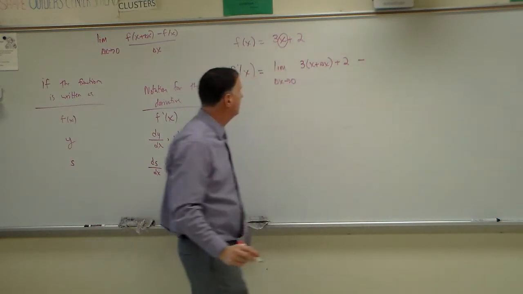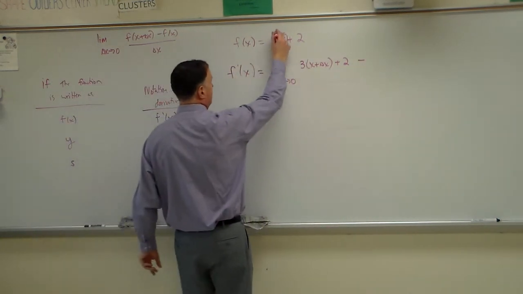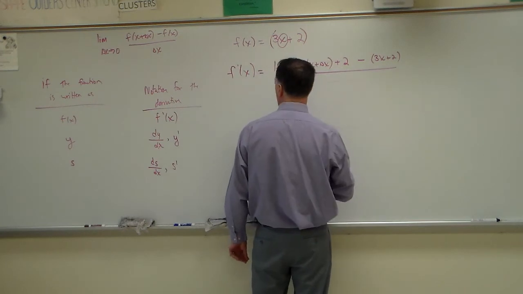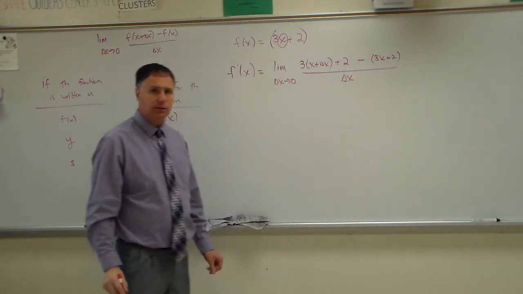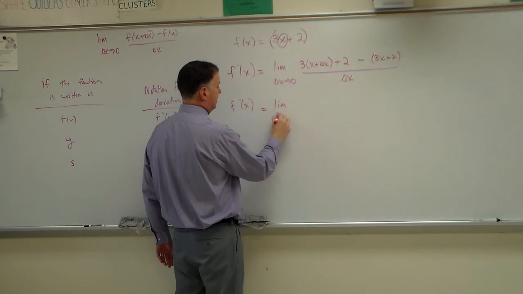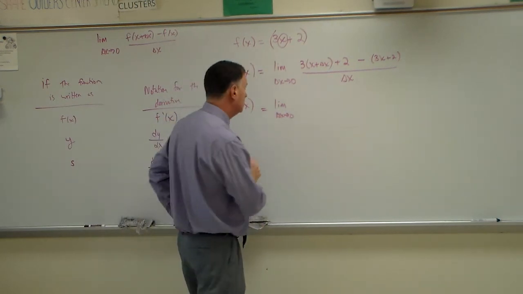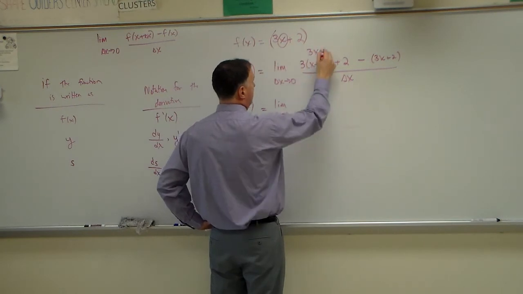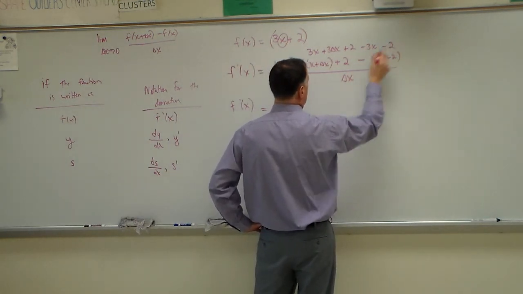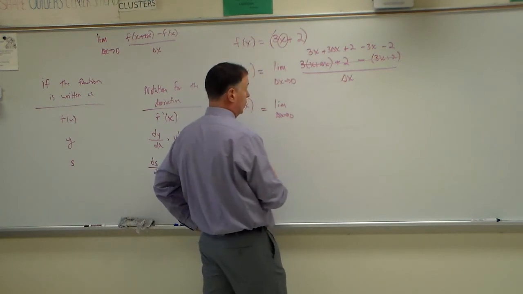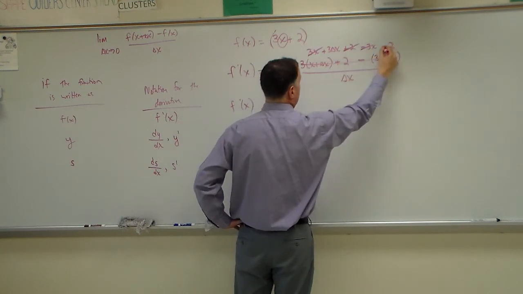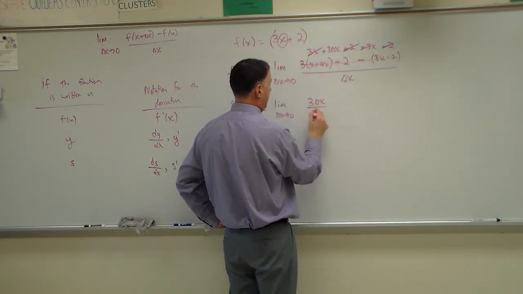And then I've got minus f of x. Well, that's this. So I do minus 3x plus 2, and that's all over delta x. So it's still my derivative. It's still the limit as delta x goes to 0. Let's do a little algebra. This is going to be 3x. This is going to be 3 delta x plus 2 minus 3x minus 2. So 3x minus 3x cancels. 2 minus 2 cancels. I'm left with 3 delta x over delta x.